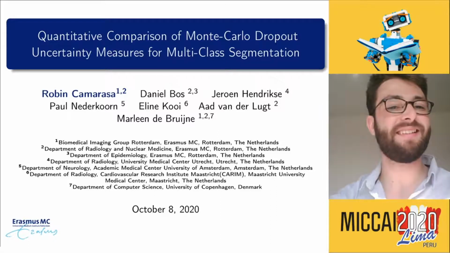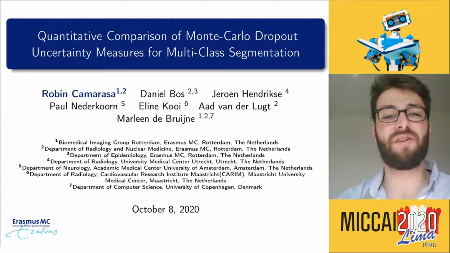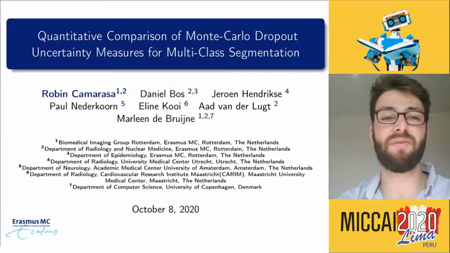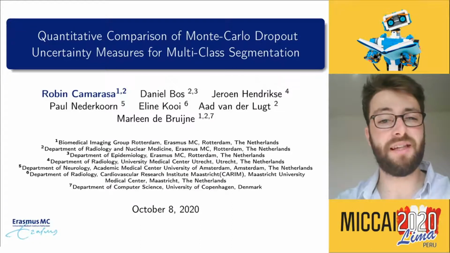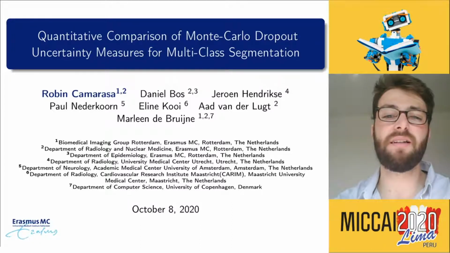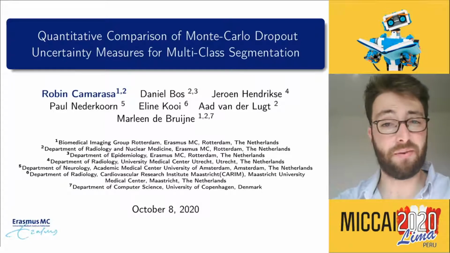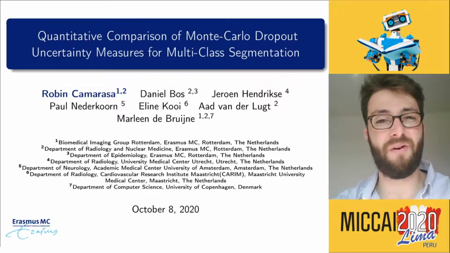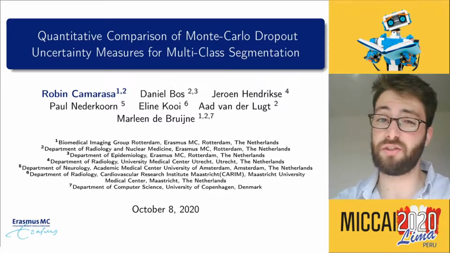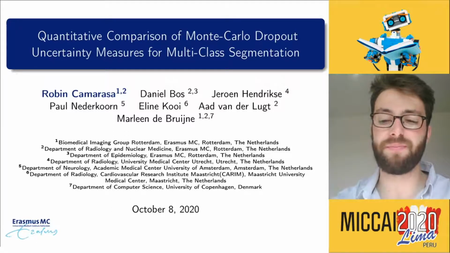Welcome to my presentation about a quantitative comparison of Monte-Carlo dropout uncertainty measures for multi-class segmentation. I'm Robin Camarasa, a PhD student at Erasmus Medical Center, and today, together, we are going to answer the following question. Which uncertainty map should I use?